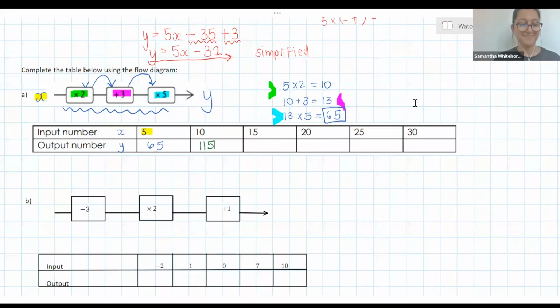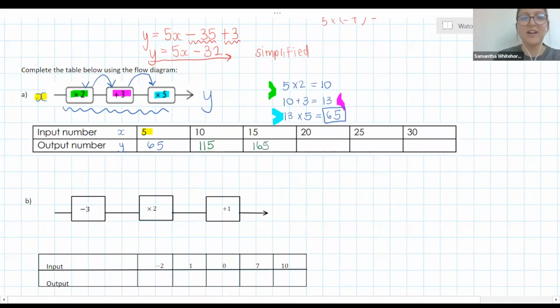Yes. 15 times 2 equals 30. 30 plus 3 is 33. Good. 5 is 180. Try the multiplication again. What's 33 times 5? 165, ma'am. Sorry. Good, well done.